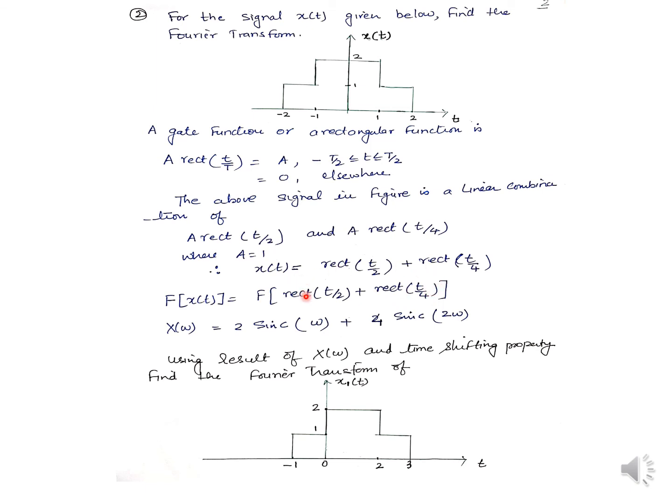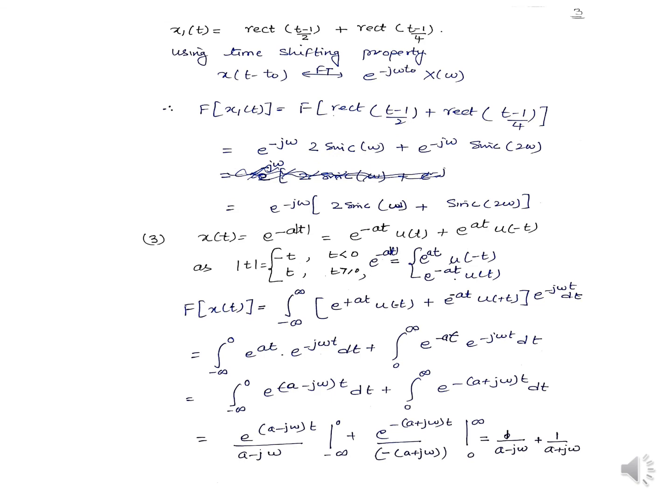So if we take the Fourier transform of the rectangular function, which we did in the previous video on Fourier transform, you can use the direct formula here. So it will be 2 sinc omega plus 4 sinc 2 omega. I want you to do this question on your own. Now consider the same signal and shift it by a value equal to 1. This is the same signal. You can see there is a 2 here, there is a 4 here. The signal is shifted by one value on the right hand side. So you can say we are using the time shifting property.